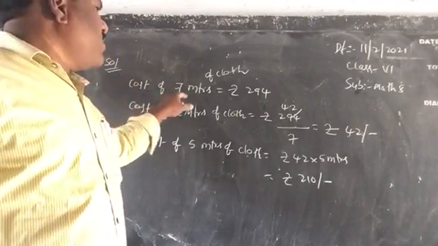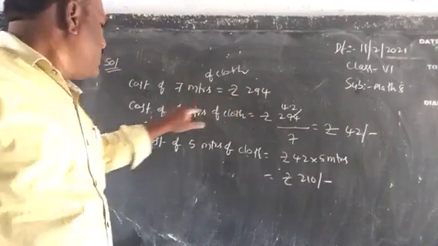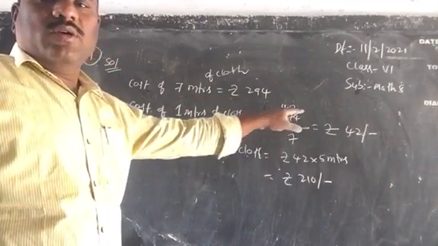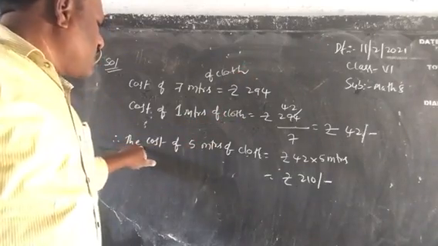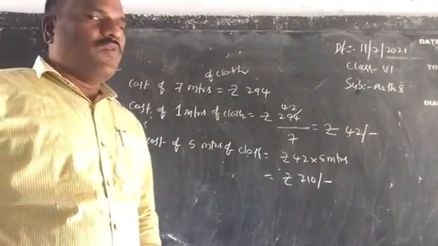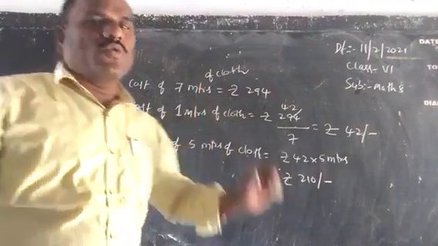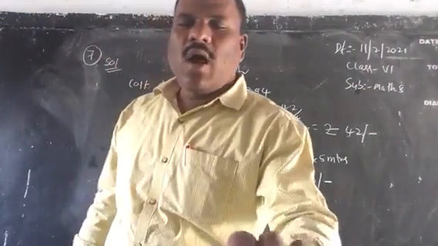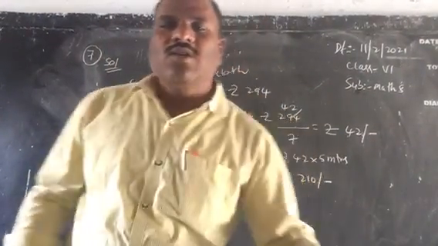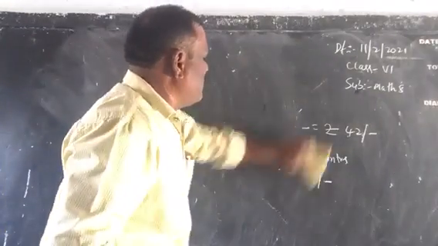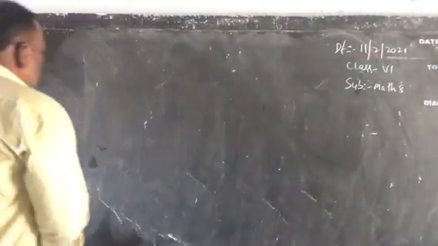So the cost of 7 meters of cloth is rupees 294. Cost of 1 meter of cloth equal to 294 by 7 equal to rupees 42. Now the cost of 5 meters of cloth is equal to 42 into 5 equal to rupees 210. Okay children? Now next, question number 8.